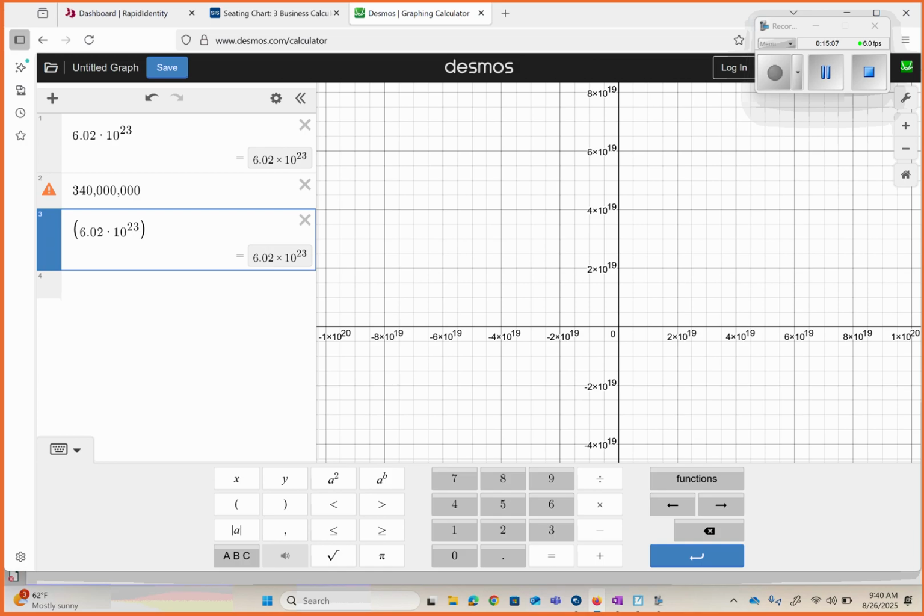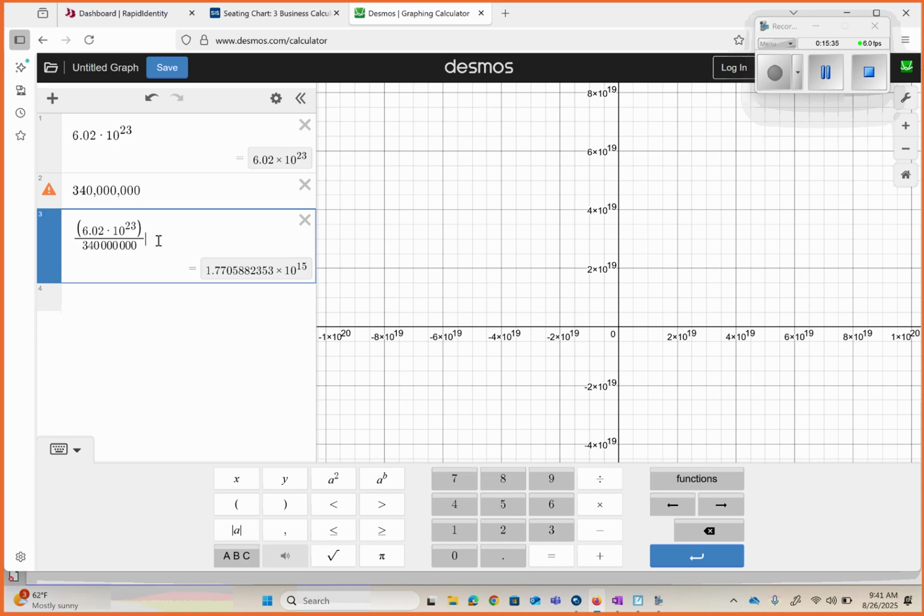So let's say we had this many dollars, 6.02 times 10 to the 23rd dollars. You still with me? And if I divided that by the population of the United States, which you just told me is 340 million, that means that everybody in the United States gets 1.7 times 10 to the 15 dollars.